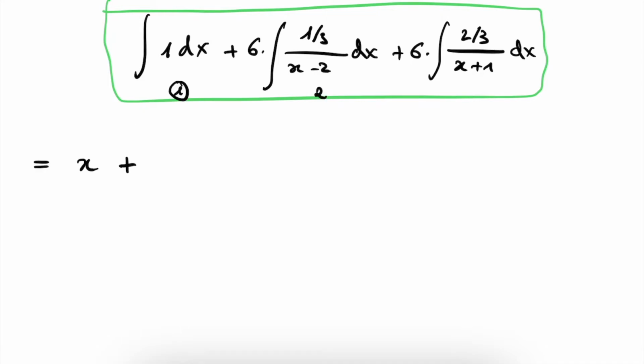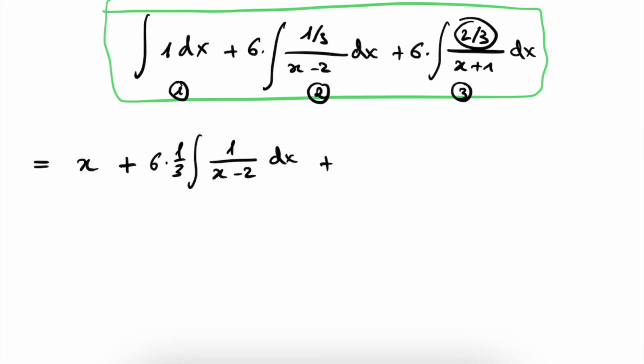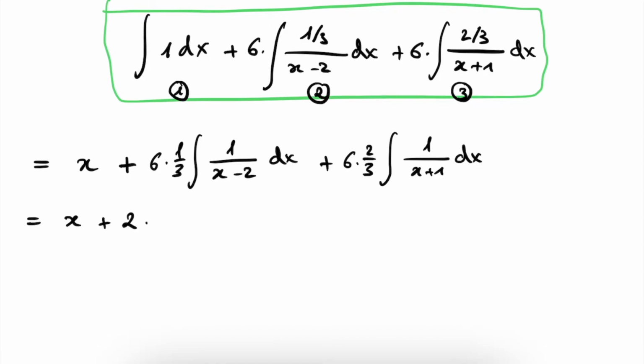Then the second integral here, we pull out the 1/3 in front of it. So we get the integral of 1 over x minus 2 dx. And the same we do for our third integral here. We pull out in front the 2/3 to get 6 times 2/3 times the integral of 1 over x plus 1 dx. Solving this even further, we get x plus 2 times, and what we're left with is an integral which can be easily solved by using substitution.